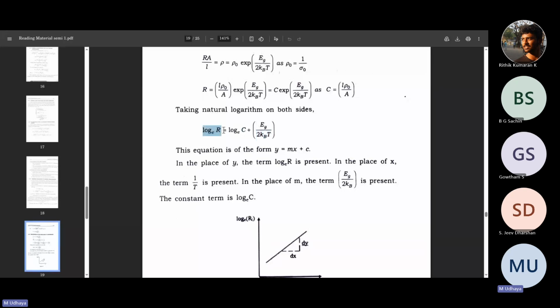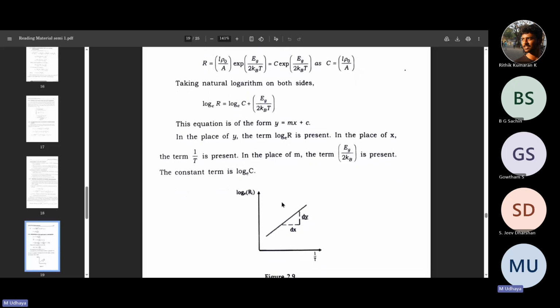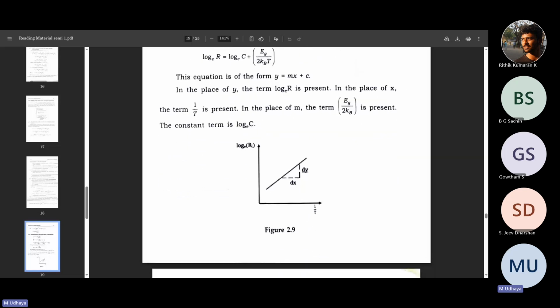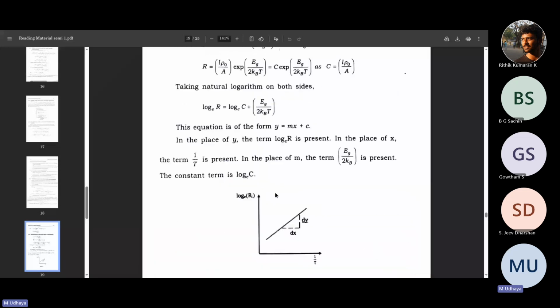So naturally, if you put a graph against log R and 1 by T, carefully 1 by T, you see in your lab journal, you always put with respect to 1 by T. There is a core concept here, right? So log R and 1 by T, if you put a graph, then you will always get what? Your slope as Eg by 2K, okay? And your y-intercept will be log C. So that is the concept basically.